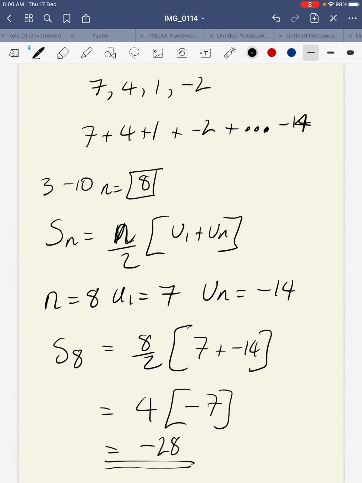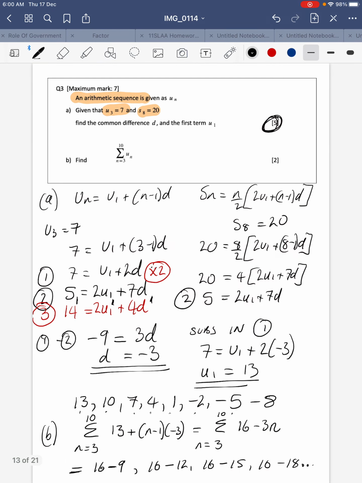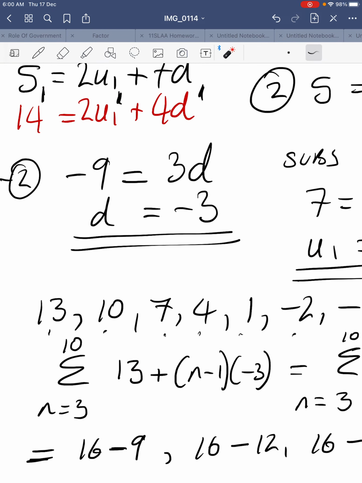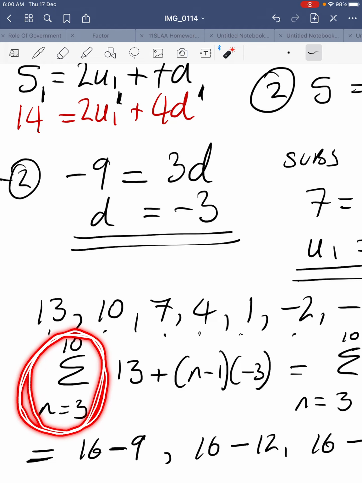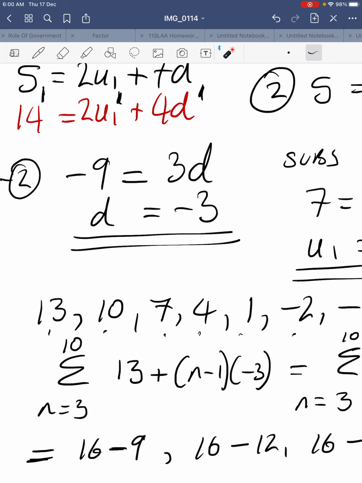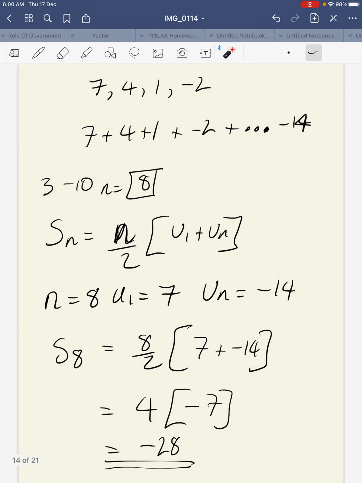Now I did see some students do this slightly differently, and they worked out, if we go back to here, they saw that this was from 3 to 10, so they worked out 1 to 10 and subtracted 1 and 2. There's alternative ways of doing it, but I think that's a nice way of getting it.